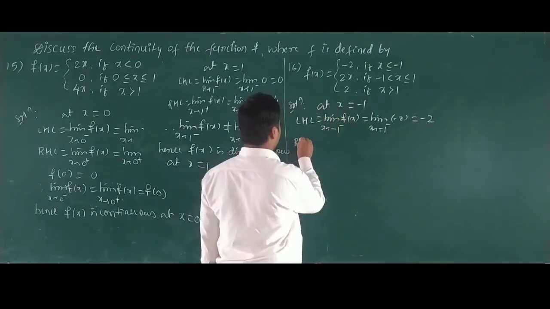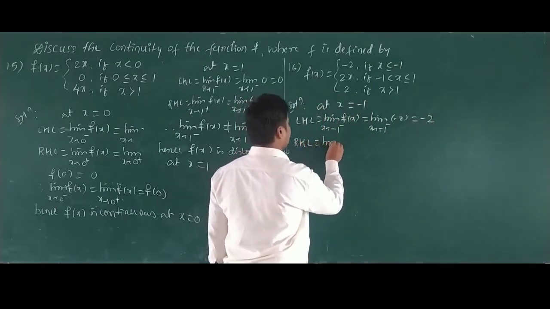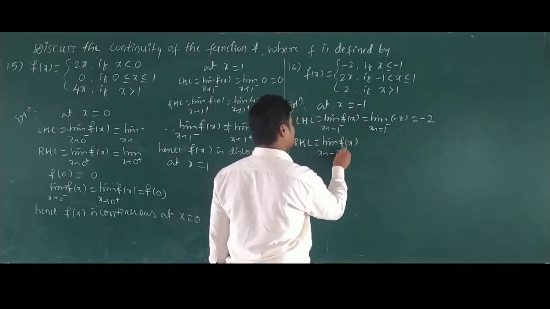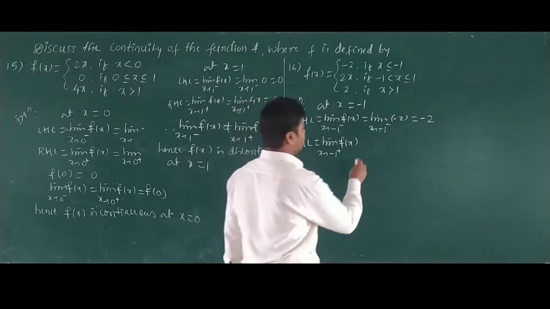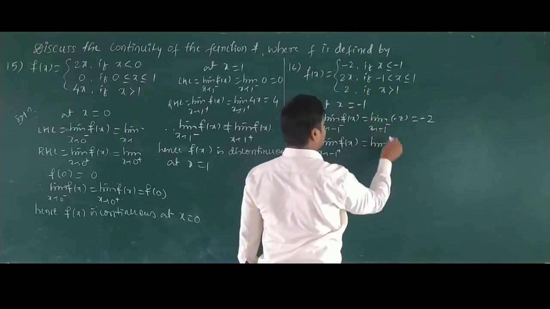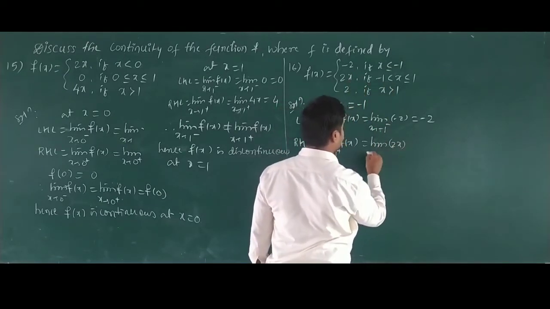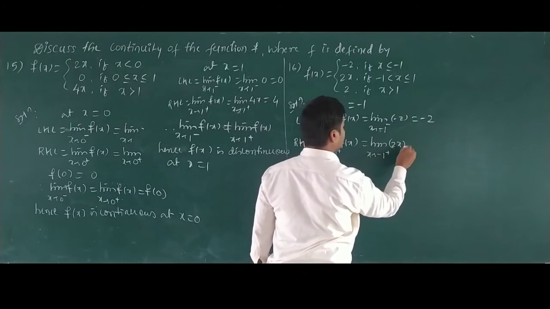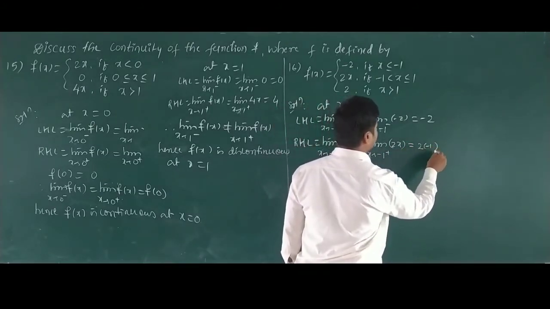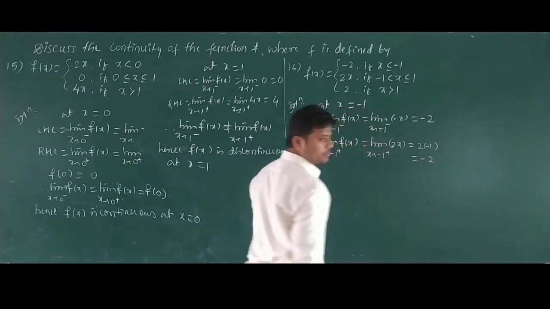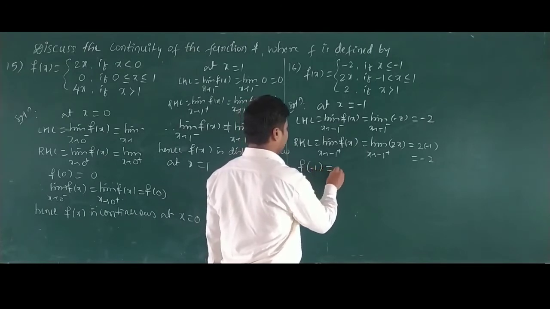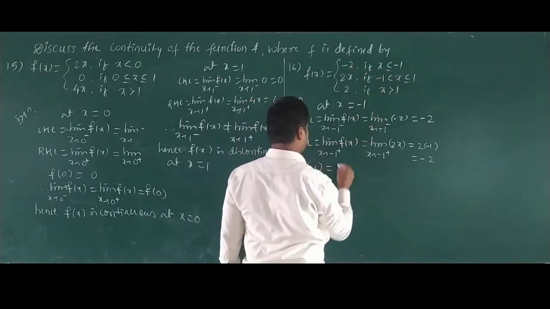Okay. What about RHL? The limit of f of x as x tends to minus 1 plus. Here, just 2x is there. So the limit of 2x as x tends to minus 1 plus is 2 into minus 1, and this value is minus 2. Okay, so what is the value of this function at x equal to minus 1? This value is minus 2.